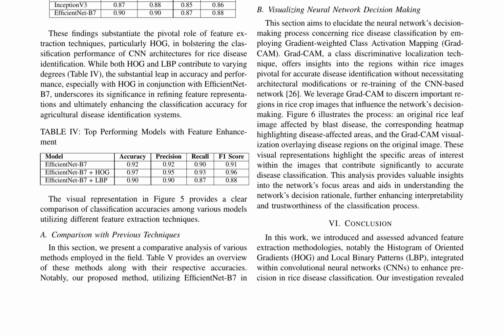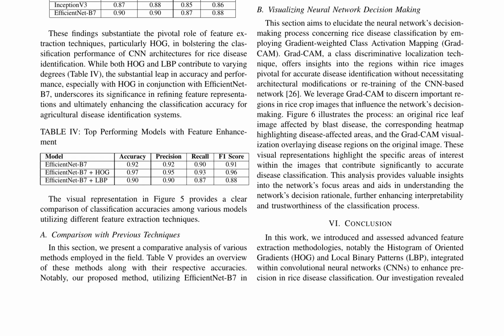The paper also explores the neural network's decision-making process concerning rice disease classification through gradient-weighted class activation mapping, Grad-CAM. This technique provides insights into the regions within rice images that are pivotal for accurate disease identification without requiring architectural modifications or retraining of the CNN-based network. The visual representations in Figure 6 highlight the specific areas of interest within the images that contribute significantly to accurate disease classification, aiding in understanding the network's focus areas and enhancing interpretability and trustworthiness of the classification process.